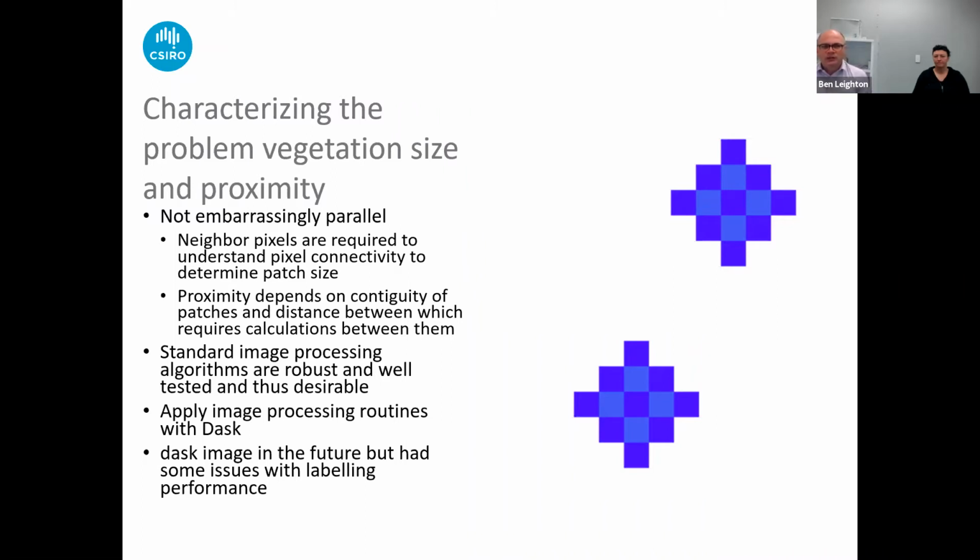So we wanted to use standard image processing algorithms for this, if possible, because they're robust and well tested. And because we're still processing quite a large landscape, we wanted to be able to use image processing to parallelize some of this with Dask. In the future, we'll probably use Dask image. Initially, I had some issues with labeling performance, and possibly there could have been a bunch of reasons for that, including the way I was using it rather than any fundamental issue with Dask image, but we'll talk about that more when we get to future work.